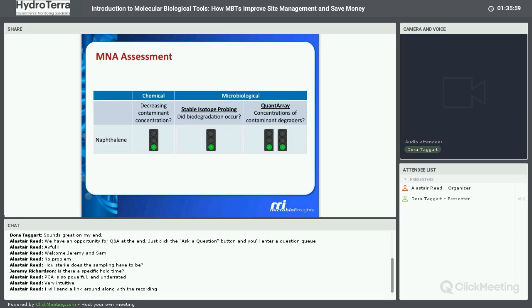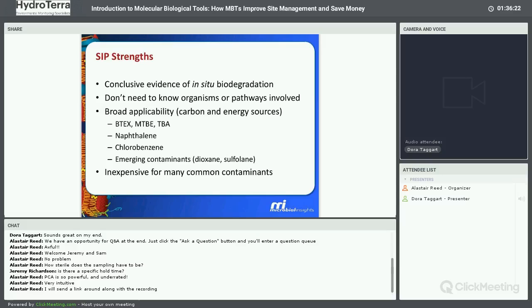When they were looking at the assessment, the first line of evidence, the chemical line, was showing a green light, decreasing contaminant concentrations. Then when we used our additional lines of evidence from the microbial side, we saw with stable isotope probing, again, green light, things are looking good, biodegradation was proven, and then we see both aerobic and anaerobic pathways for contaminant degradation. So it was really exciting for the site manager at this project to get this data, because the regulatory agency was really pushing for them to do an ISCO type approach. And they were going to have to spend a very large amount of money.